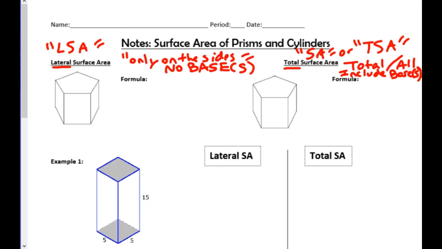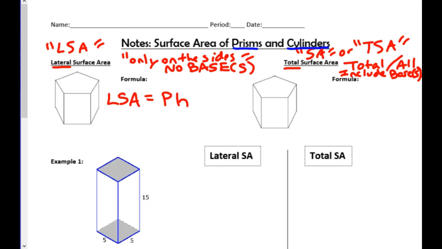Now all that is just background information, but you need to know these formulas. So let me help you out here. The lateral surface area of a prism or a cylinder is PH. PH. It's like chemistry up in here.